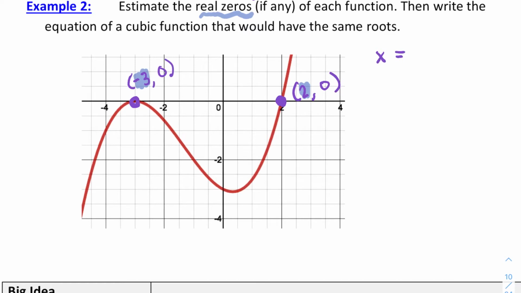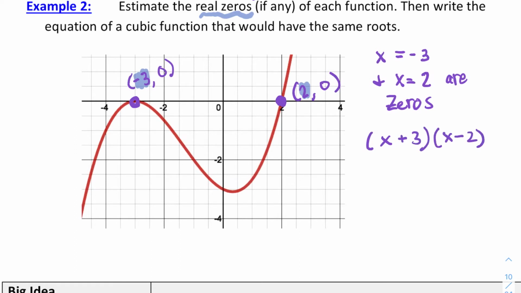And then I am supposed to write the equation of a cubic function that would have these same roots or zeros. So there's a few options I could do. Okay, there's technically an infinite number of options I could do for my cubic function, but it's going to have some properties. It's going to have factors that make -3 and 2 my zeros. So x plus 3 and x minus 2 are going to have to be my factors that are included in this.